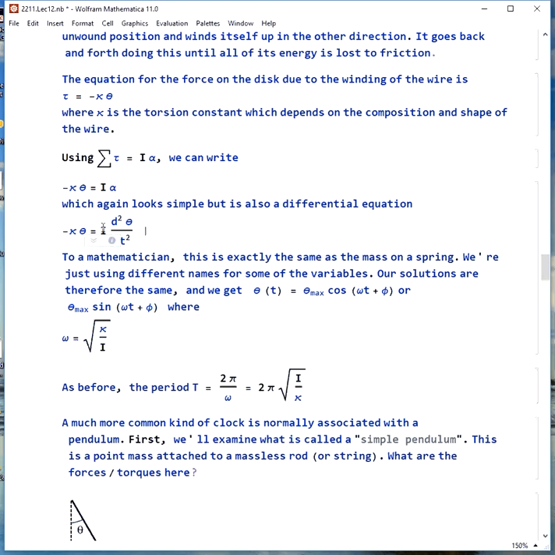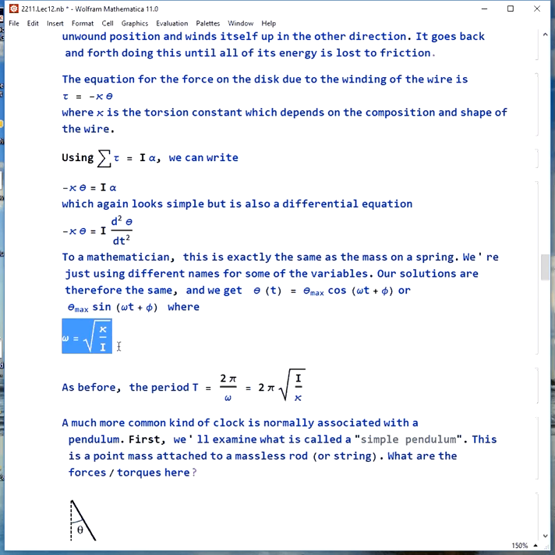So our solutions here are going to look exactly the same, where before we had x of t is amplitude times cosine or sine(omega t plus phi). We get the same thing. Theta as a function of t is theta max, the amplitude, times cosine(omega t plus phi), or sine(omega t plus phi). And now, instead of omega being the square root of k over m, it's the square root of kappa over the moment of inertia. The period is still 2 pi over omega, and we can write, therefore, that it's 2 pi times the square root of I over kappa.